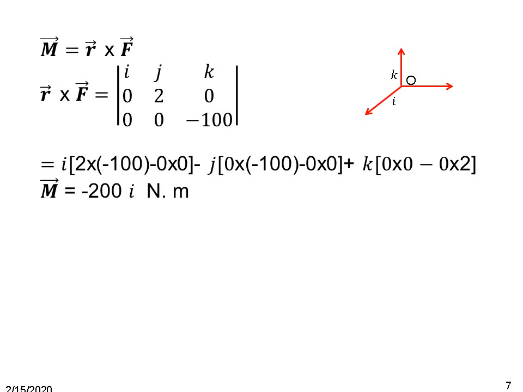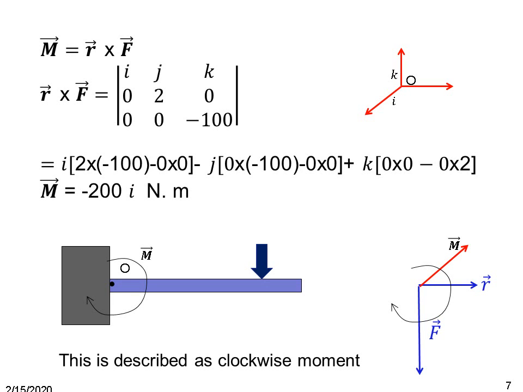The determinant expansion is straightforward. You start with I, then you have a square bracket, then you multiply these two elements minus these two elements, then you close the bracket. Then put a minus sign, then you start with the J, then you forget about this row and this column and multiply these two elements minus these two elements and close the square bracket. Then plus sign and K, and this row and this column will not be considered, and you multiply these two elements minus these two elements. So that's how you get the moment vector as 200 I Newton meters.